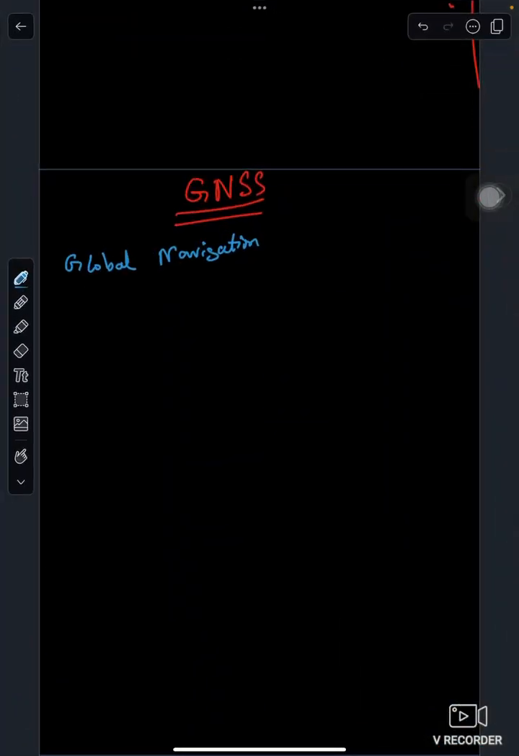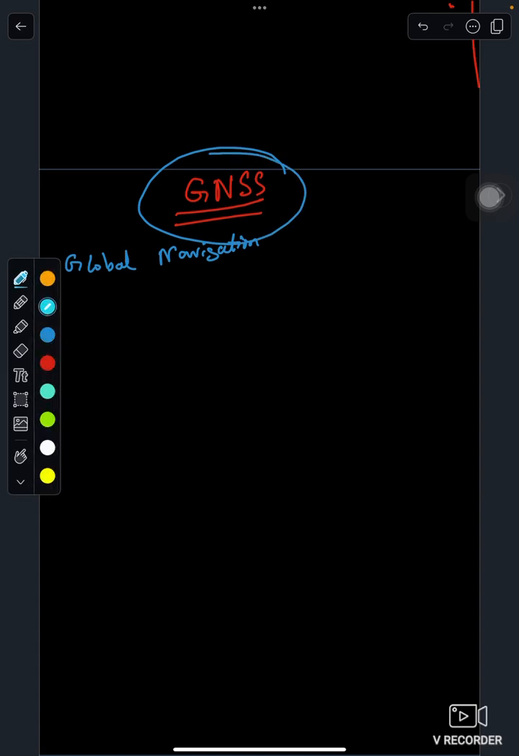Okay, so we'll be talking about GNSS, Global Navigation Satellite System.